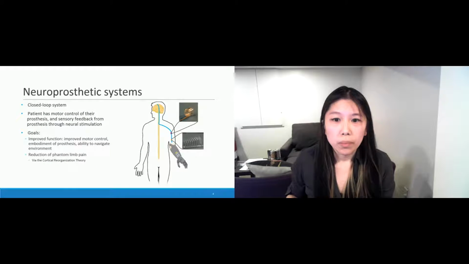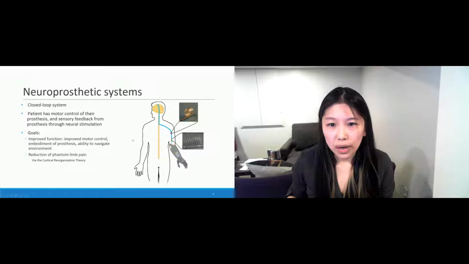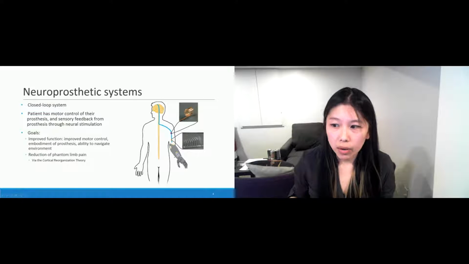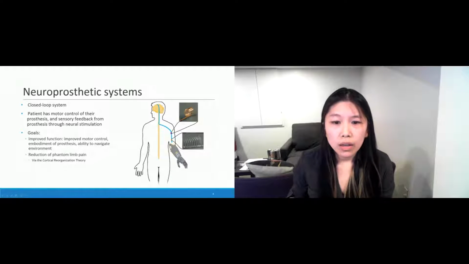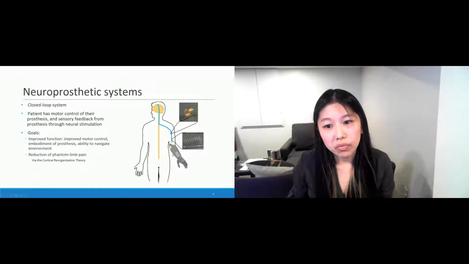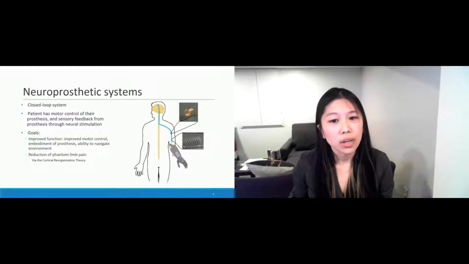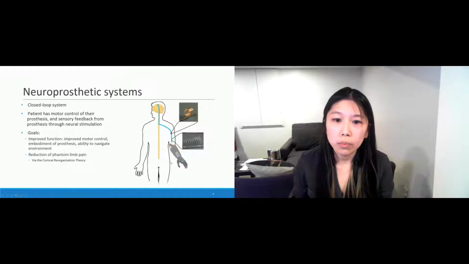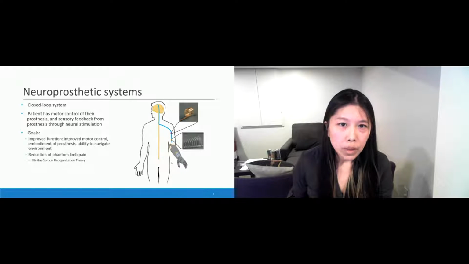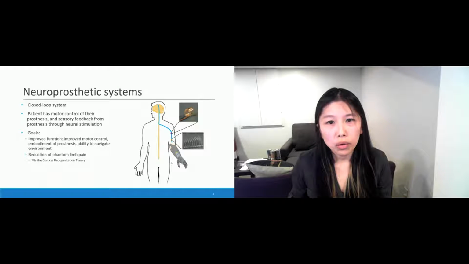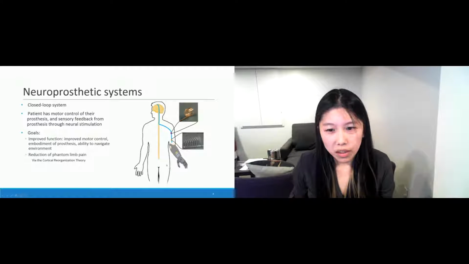A neuroprosthetic system is a closed loop system where a patient has motor control of their prosthesis and then also receives sensory feedback from their prosthesis through some sort of neurostimulation, usually an electrical stimulus. The goals of neuroprosthetic system are to improve function, so to improve motor control, improve the embodiment of the prosthesis, and ability to navigate the environment. And what's been shown through the research is while it has been improving function for amputees, we're also seeing that it reduces phantom limb pain. One of the theories behind it is something called the cortical reorganization theory that I'm going to explain in a little bit more detail here.